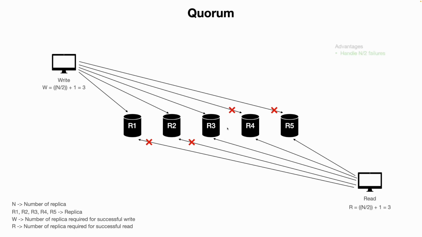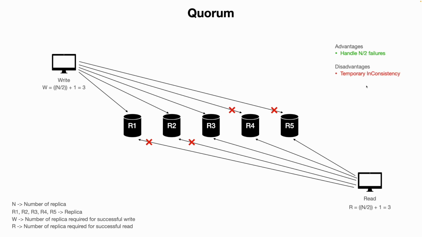Now what are the advantages? The advantage is handling n by 2 failures. As we can see, while writing, if 2 nodes are not responding and 3 are responding, we still mark the request successful. That means if n by 2 nodes have failed and n by 2 plus 1 nodes are working, we can still serve the client.